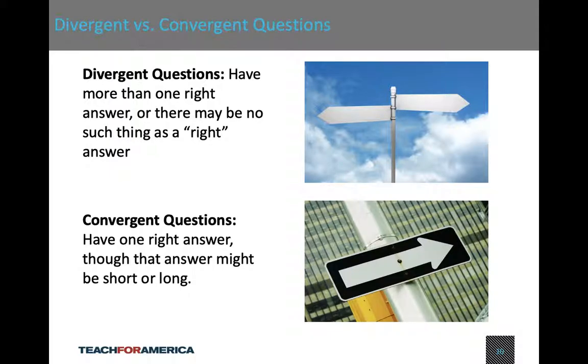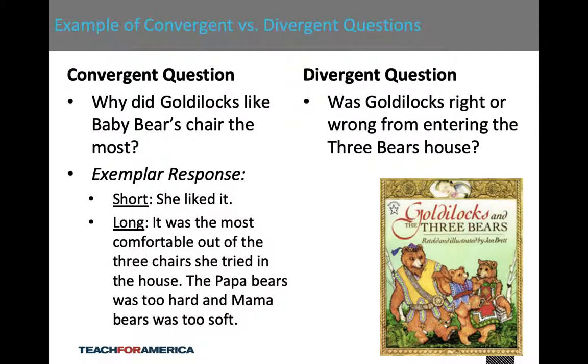To give a clearer understanding of this, I wanted to use a text that some of us may be familiar with, the story of Goldilocks and the Three Bears. A convergent question would be, why did Goldilocks like Baby Bear's chair the most? A short answer would be, she liked it. A longer answer: it was the most comfortable out of the three chairs she tried. Papa Bear's was too hard, Mama Bear's was too soft. Take a moment now and think of another convergent question from Goldilocks and the Three Bears.